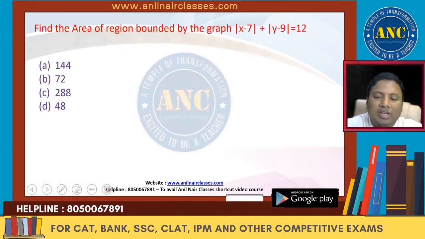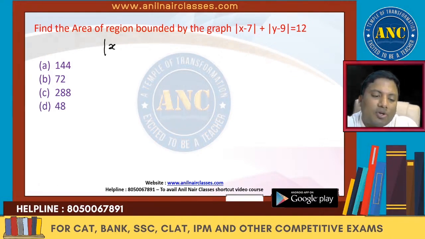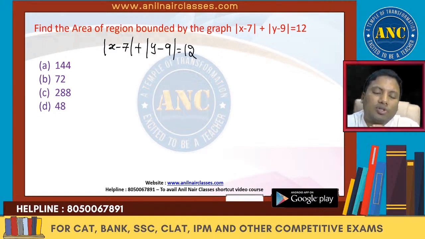Next question, each and every question one model, right? Find the area of the region bounded by the graph mod x minus 7 plus mod y minus 9 equivalent to 12.